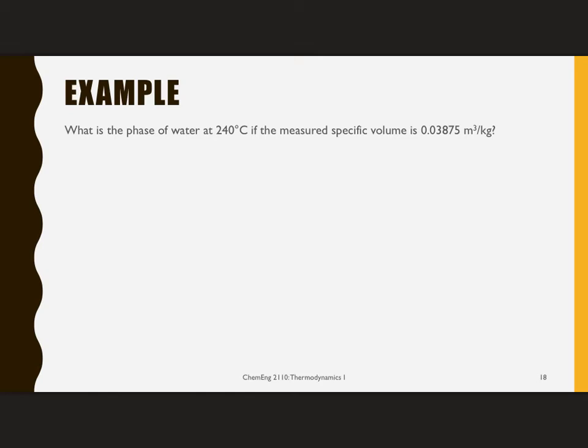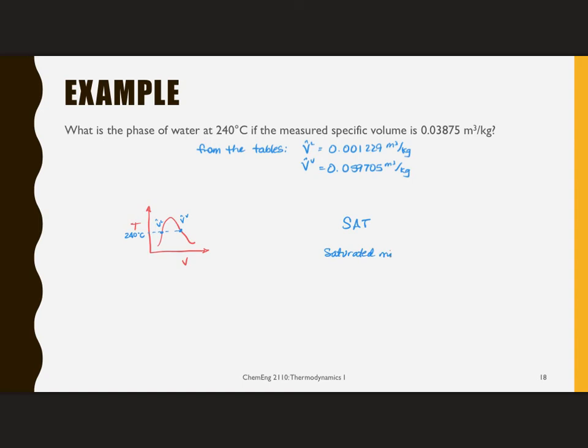So one more problem, 240 degrees C, specific volume is 0.03875 cubic meters per kilogram. Now by now you've probably guessed we're using the same data points and the same information. In this case, our specific volume is between the value for the saturated liquid and saturated vapor, and so therefore I have a saturated mixture. I abbreviate this with just SAT.